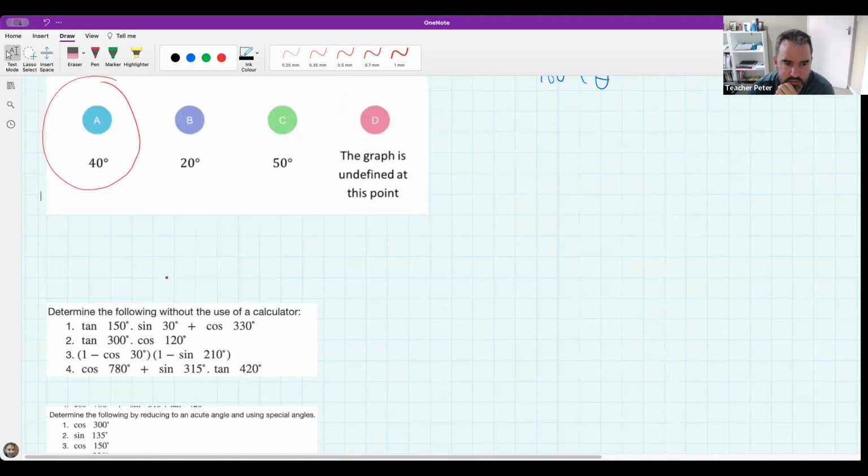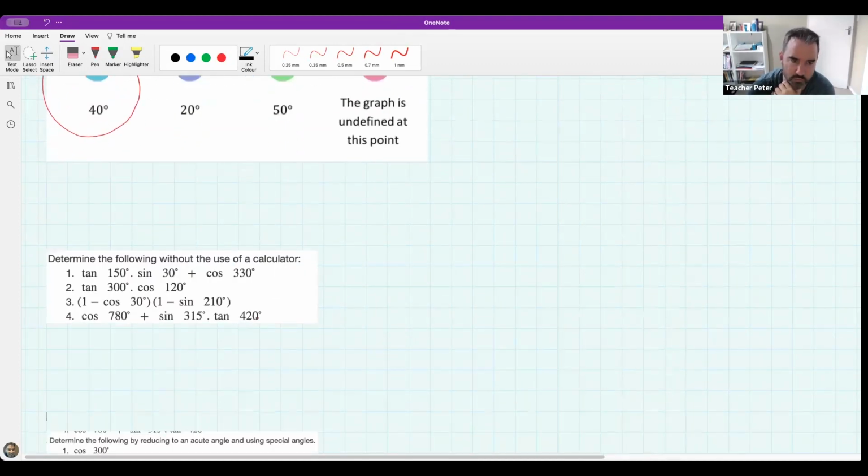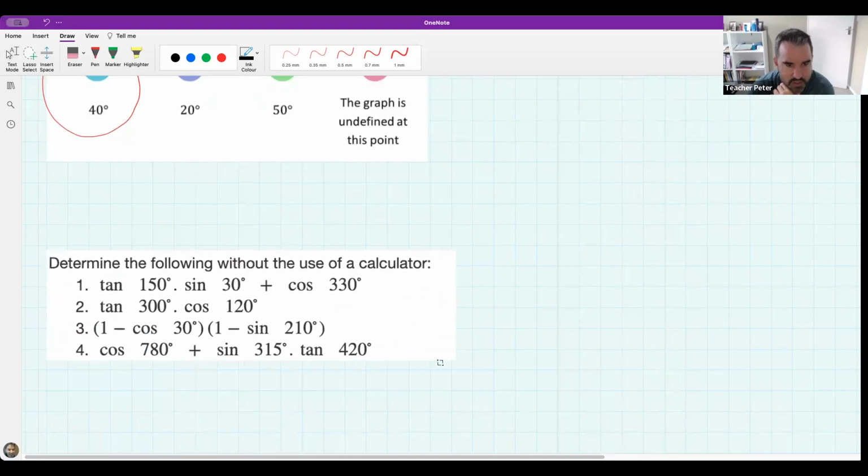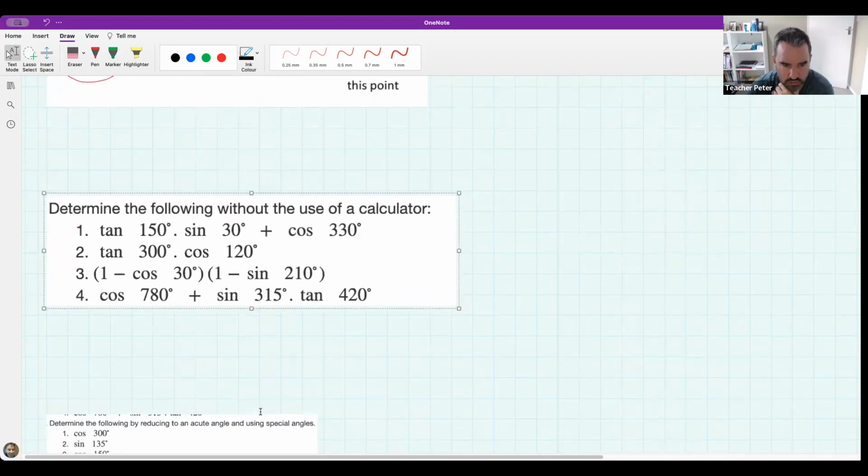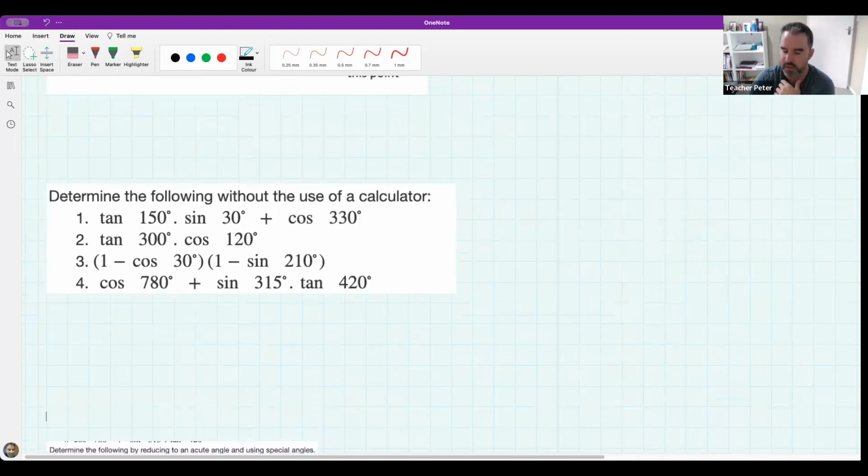Okay. So now what happens is in tests and exams, we don't always do them by themselves. We tend to string them together. And so what I want us to do is before we have our break, which is about 2 or 3 minutes away, we are going to determine the following without the use of a calculator. And you are just going to do for me number 1.